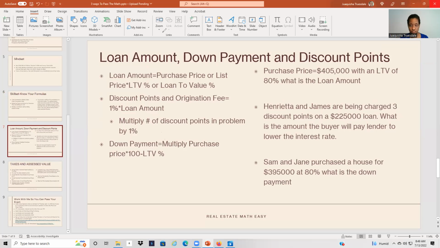Okay, for this one, the first problem says purchase price is equal to 405,000 with an LTV of 80%. What is the loan amount? So we multiply that purchase price, 405,000 times 80%, to get our loan amount. So 405,000 times 80%. That's 324,000. That's your loan amount.